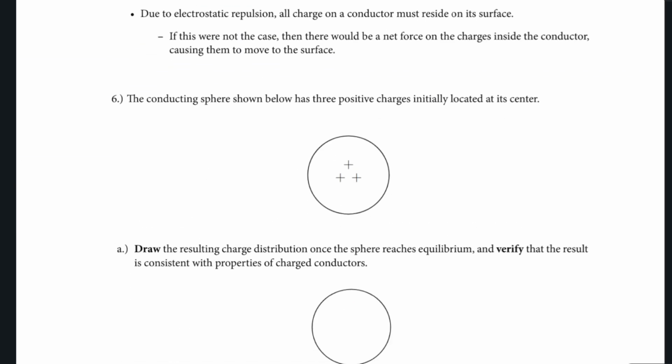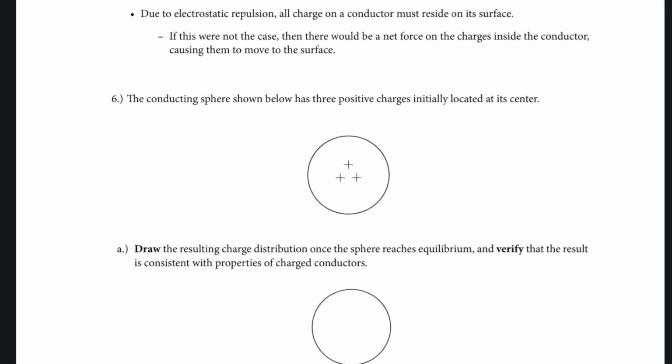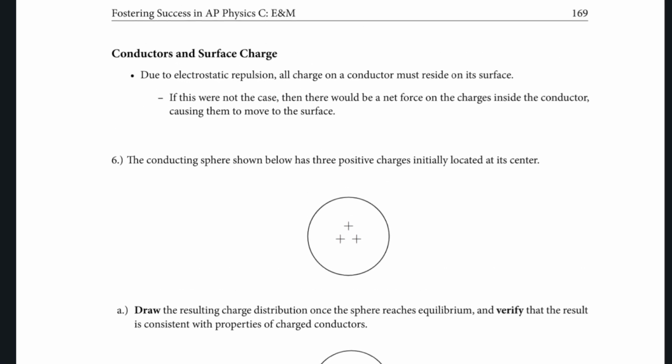Now we're going to talk about conductors. This is a very deep topic, and there's a lot going on with this. So we said that charges would really like to move apart if given that possibility. And conductors are defined as materials where this sort of want to move apart can actually happen. So if I have given 3 positive charges to the center of a conducting sphere, we're trying to verify this rule that says all charge on a conductor must reside on the surface, which means you can't have charge inside a conductor, you can only have charge on the surfaces.